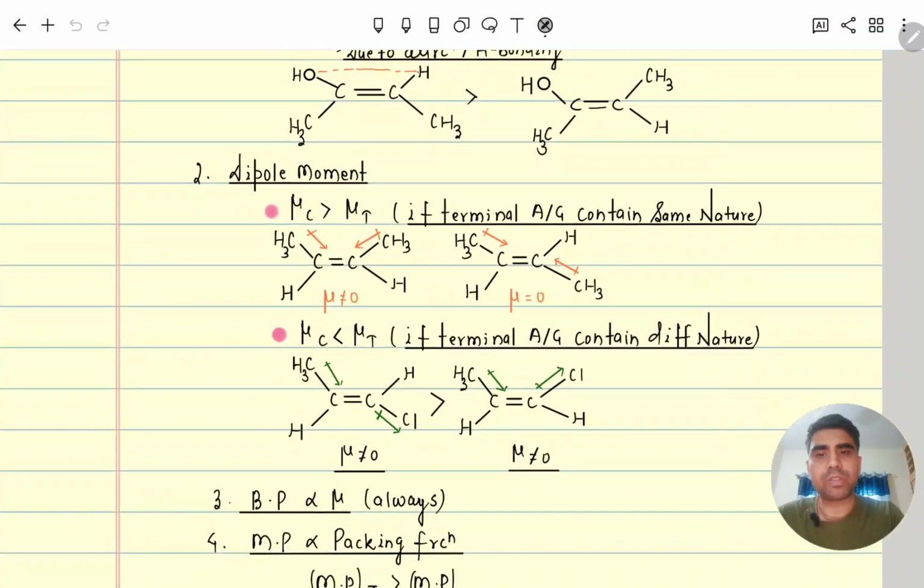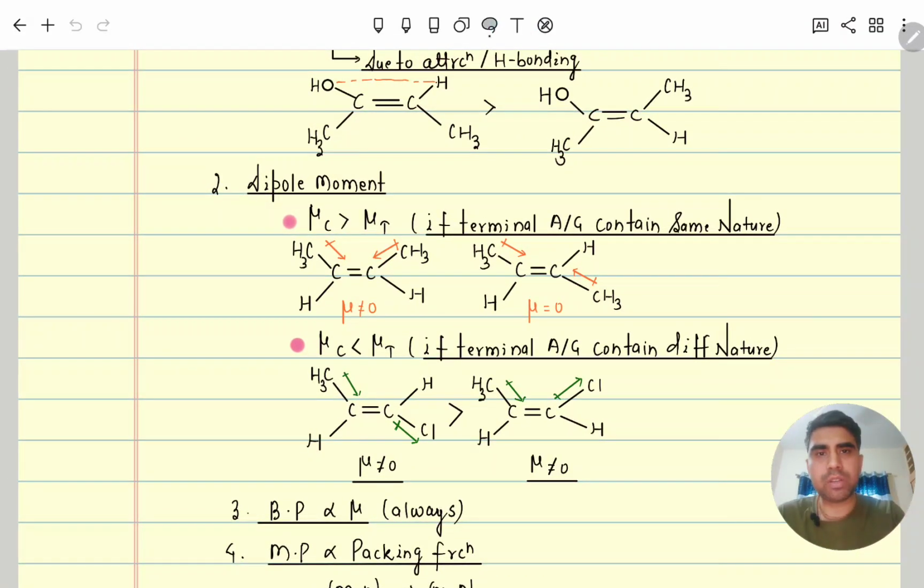Now coming to dipole moment. Cis will have more dipole moment than trans if the terminal atoms or groups of atoms have the same nature. Like here, this terminal group is electron donating, similarly this one is also plus I, electron donating. So mu is not equal to 0, it is polar. Whereas in trans, both cancel each other, so it will be 0. So cis will be greater than trans when the terminal atoms are of the same nature. Like here, both are donating.